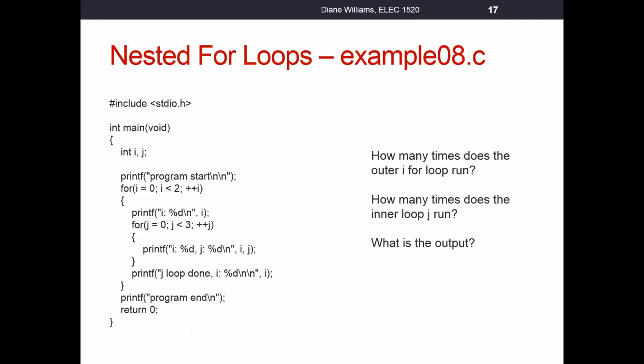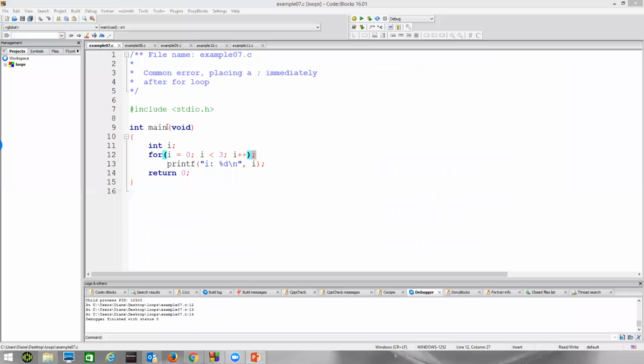But we can nest loops as well. We've learned to write while loops, we've learned to write for loops. We can put a loop inside of a loop. So if I now put a for loop inside of another for loop, let's take a look at how many times the code executes.